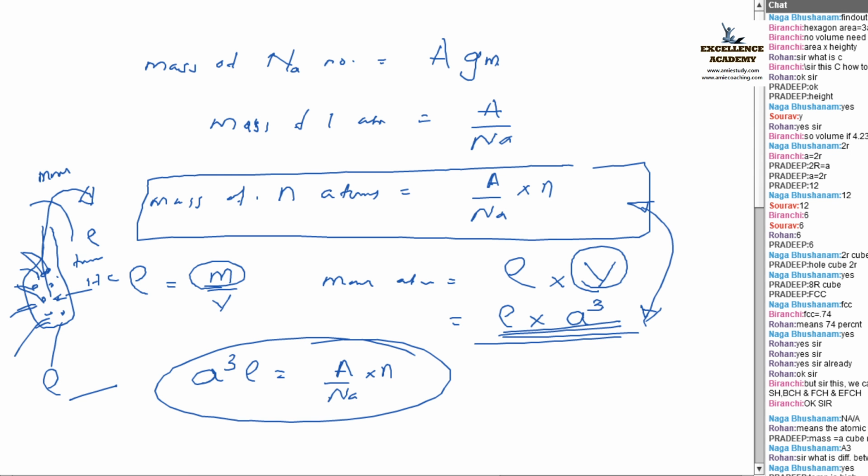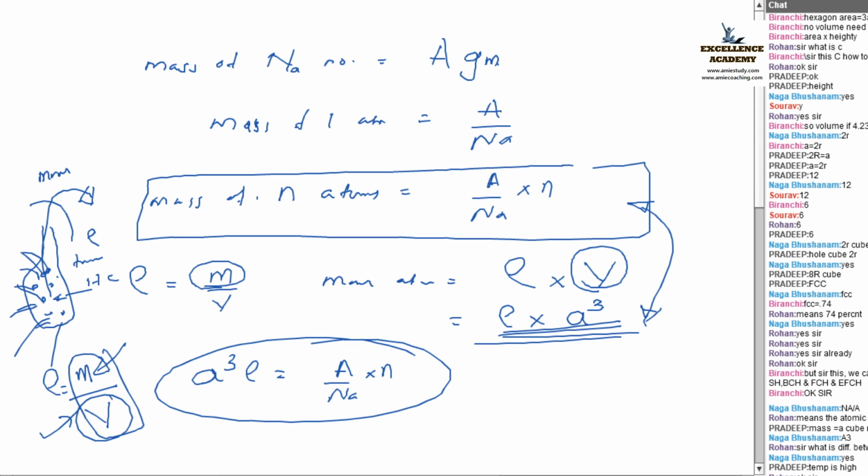Density means if you fill up 1 liter, how much mass is there? That is what we call density: mass by volume. Per volume, how much mass is there? That is density. Clear? Okay, fine. Now let us do one problem based on this.